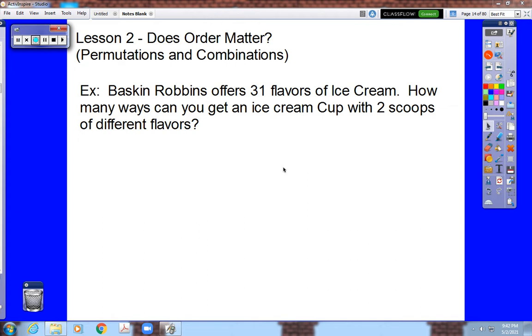So what I'd like you to do is, using your knowledge of the fundamental counting principle from the first lesson of this unit, please attempt the problem that is currently on the screen. Pause the video, attempt the problem, and then resume the video to see how you did.